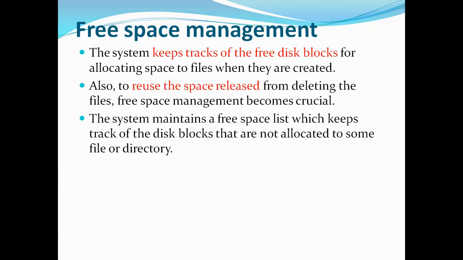Basically, the free space management system keeps track of free disk blocks for allocating space to files when they are created. So it will keep track of how many blocks are free, how many are released, and how many are not yet released. Why is it doing so? To reuse the space released from deleting files, free space management becomes crucial. The system maintains a free space list which keeps track of disk blocks that are not allocated to any file or directory. So on the whole, it maintains a collection of free disk blocks so that they can be allocated to some other file which is created just now.